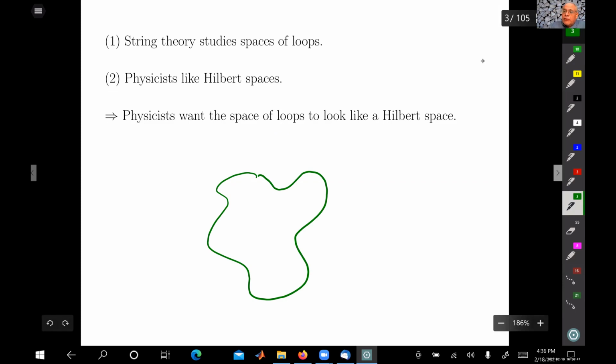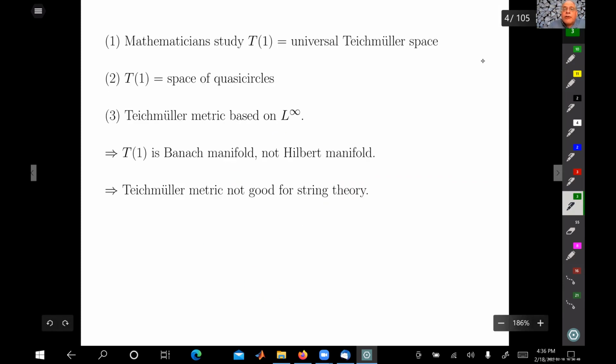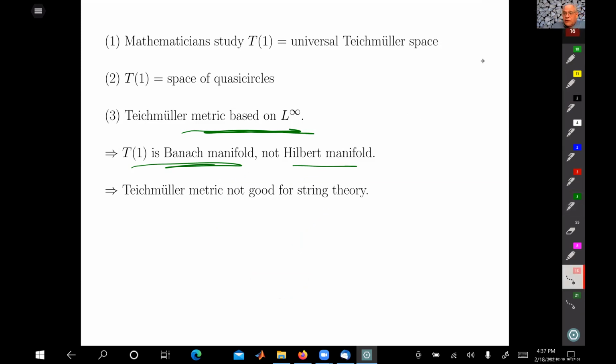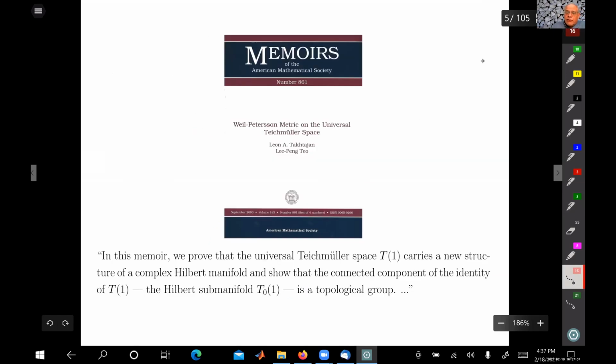And that's unfortunate because there's a really lovely theory called Teichmuller theory of closed curves. But the theory is based on the L-infinity metric. And so the universal Teichmuller space of closed loops is a Banach manifold, not a Hilbert manifold. So that's a little bit unfortunate because Teichmuller theory then isn't really ideally suited for string theory. But Leon Takhtajan solved this problem.